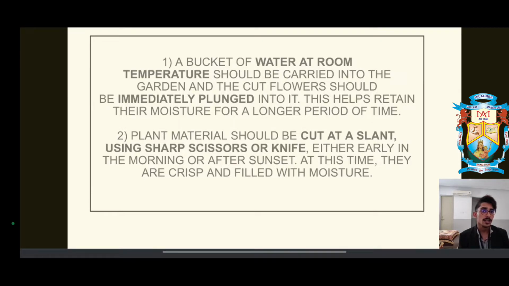Now why do we cut it at a slant position? Why is the stem cut at a slant position? Because of the water surface. When we cut the plant stem in a slant position, there is a lot of contact between the stem and the water, and by having a lot of water surface, it can retain more water into the stem. And we do it before sunset, after sunset and early in the morning because we can retain more of the moisture as the heat is very low during these time periods.